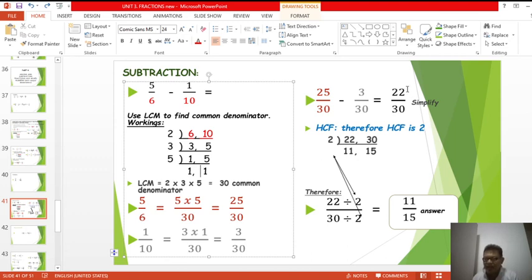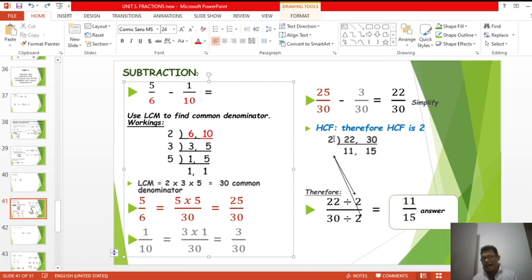So now copy the numerator and the denominator and find a common factor. Again, use a prime number. So I'm going to use 2. Why? Because I can use 2 here. 3 I cannot use. So I use 2. 22 divided by 2 is 11. 30 divided by 2 is 15. That's it. Sorry. Can I continue? No. HCF, common factor to divide both numbers.